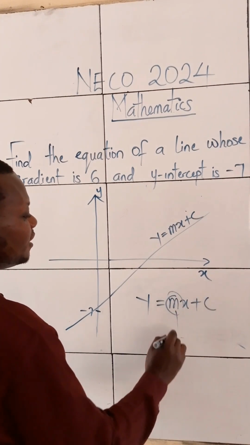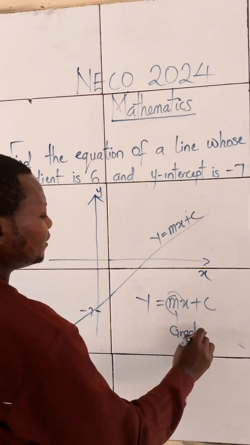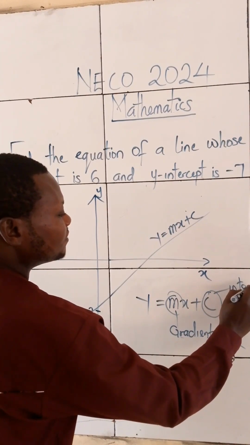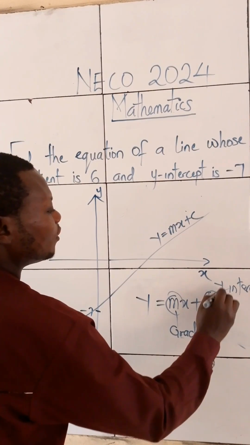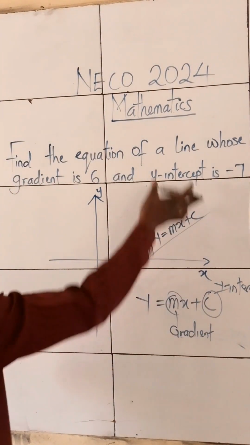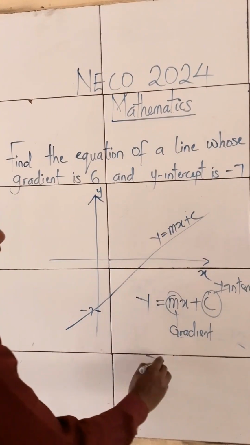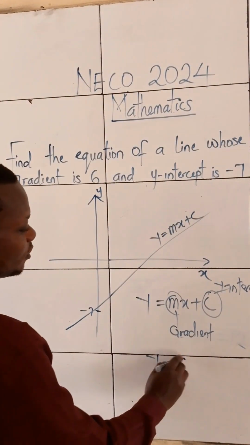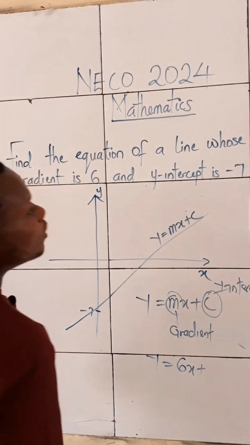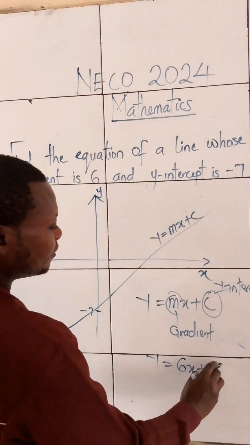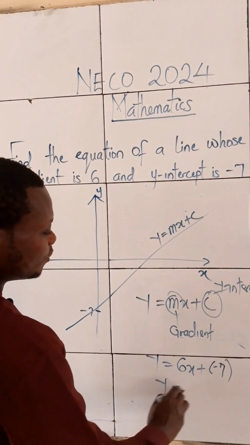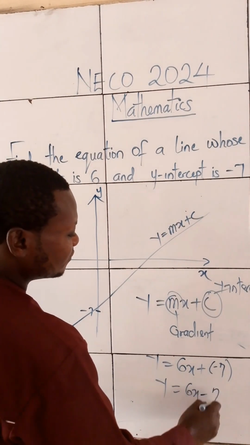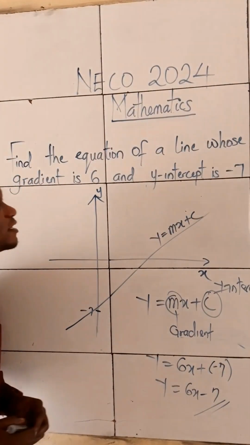So this m is the gradient, and this c is the intercept. Okay, you can call it y-intercept. So with this now, you just substitute the values here. So y equals to mx. What's the gradient in the question? The gradient is 6, so it's going to be 6x plus, what is the y-intercept? -7. All right, so we have y equals to 6x, plus and minus is what? Plus times minus is minus, so -7. And that's the answer, okay? It's very simple and straightforward.